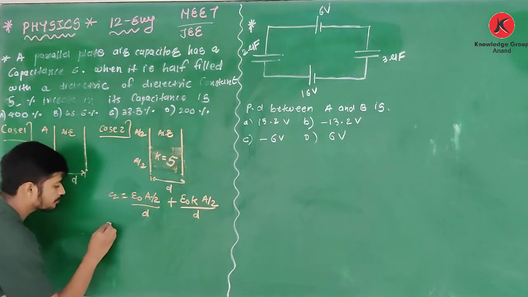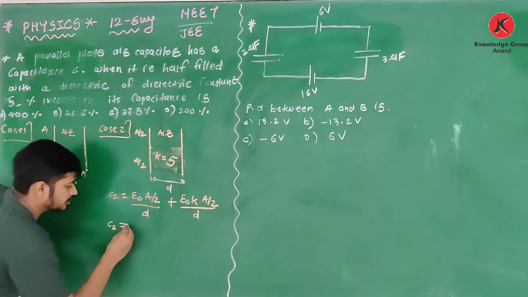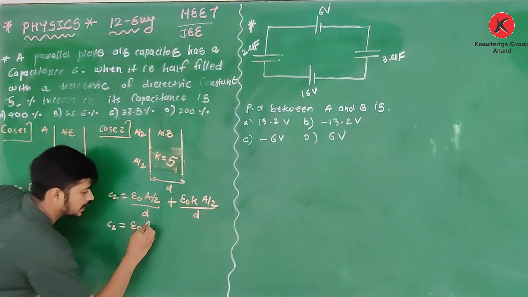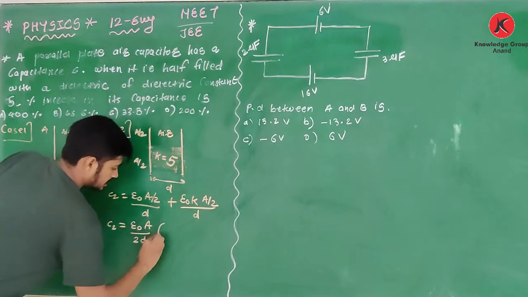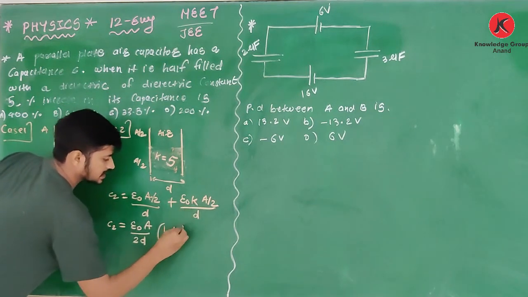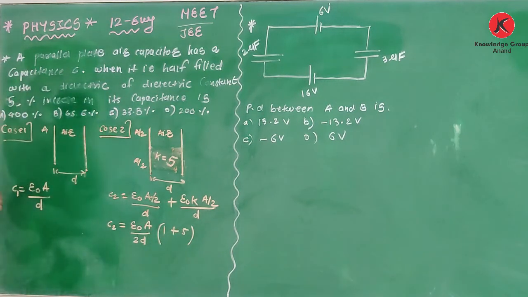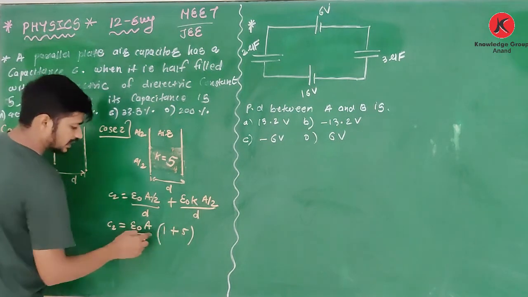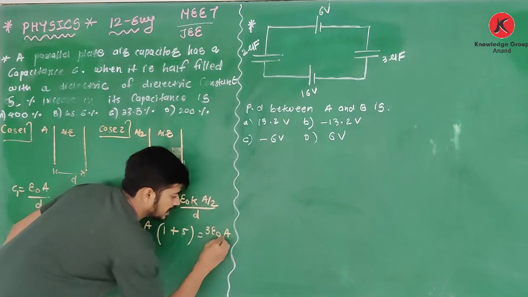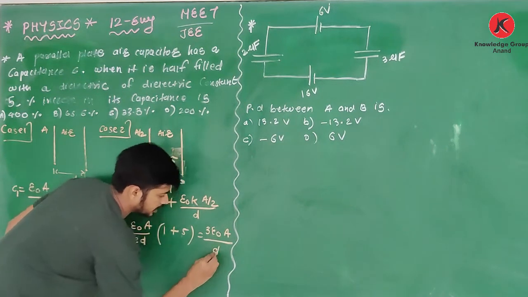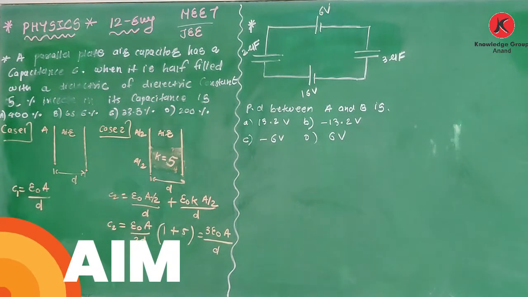Then C2 is equal to epsilon 0 A divided by 2D common. Here it will be 1 plus K. What is the value of K? It is 5. So 5 plus 1 is 6, and 6 divided by 2 is 3. So it is 3 epsilon 0 A divided by D.